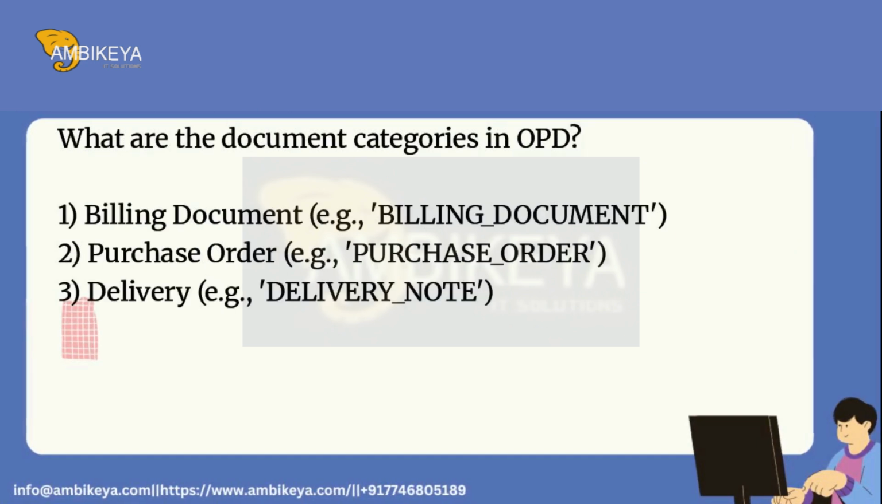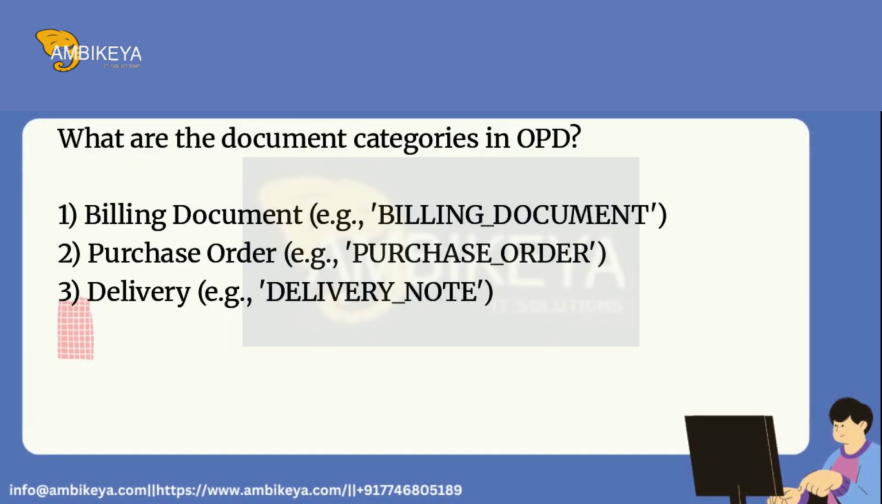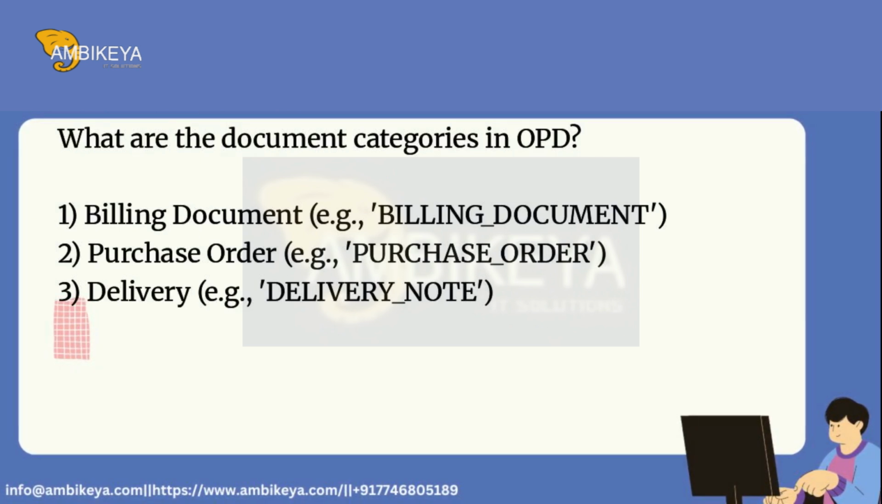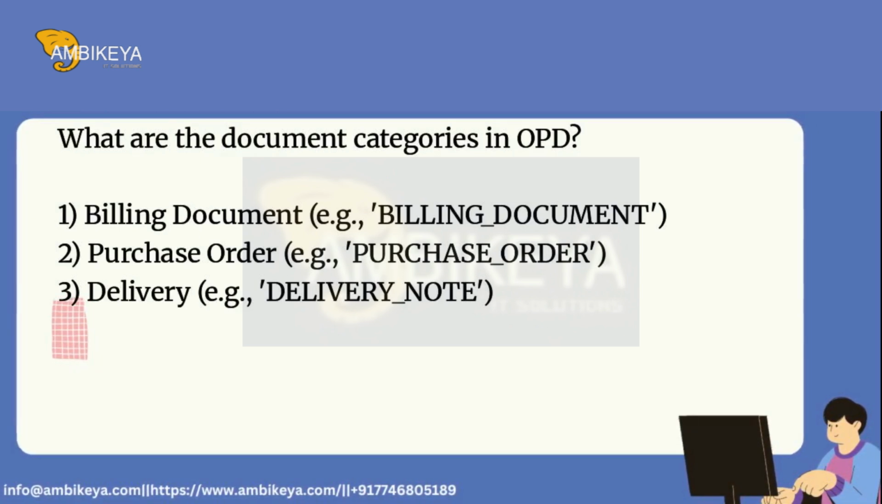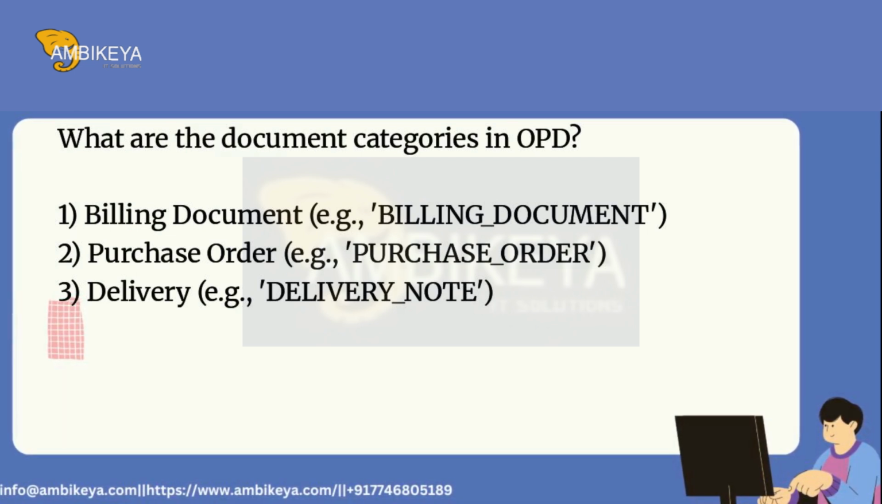What are the document categories in OPD? 1. Billing document, for example, billing_document. 2. Purchase order, for example, purchase_order. 3. Delivery, for example, delivery_note.